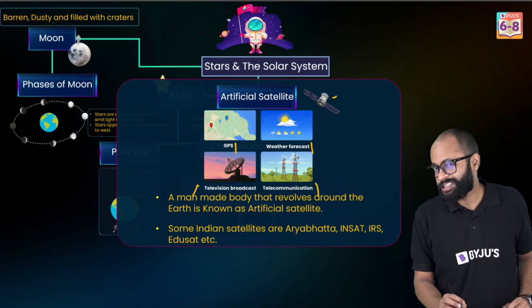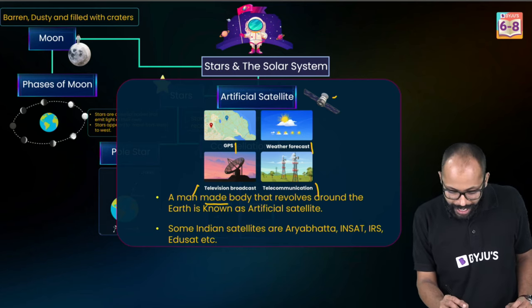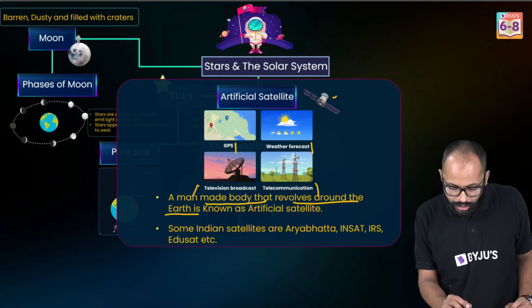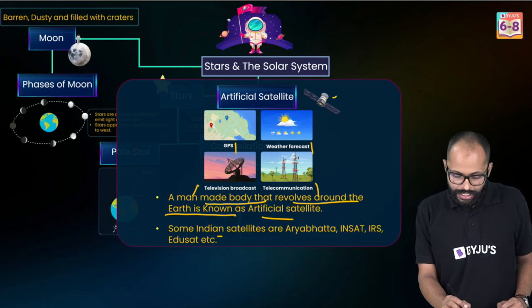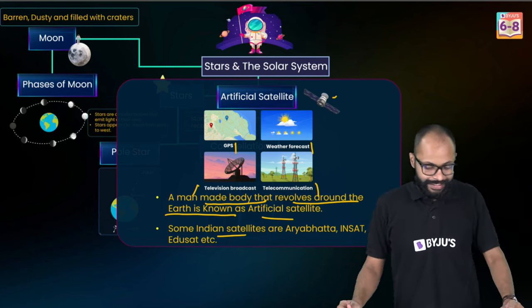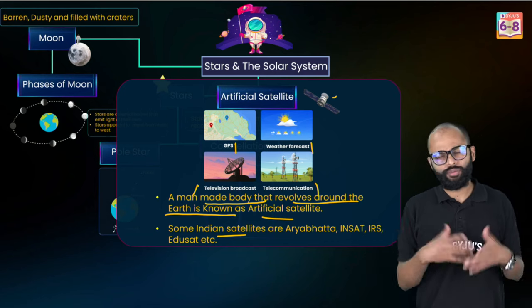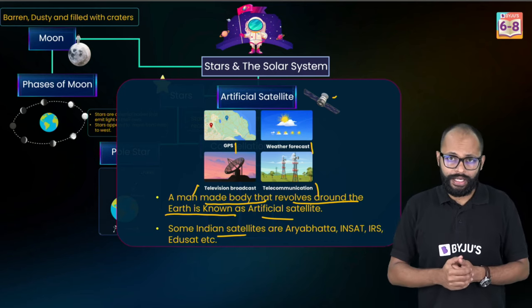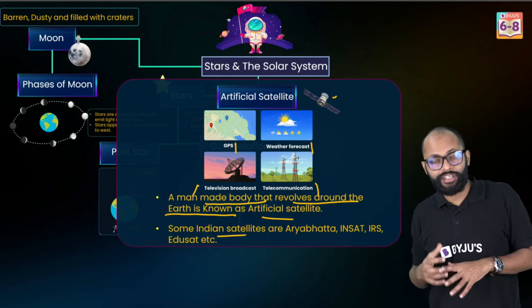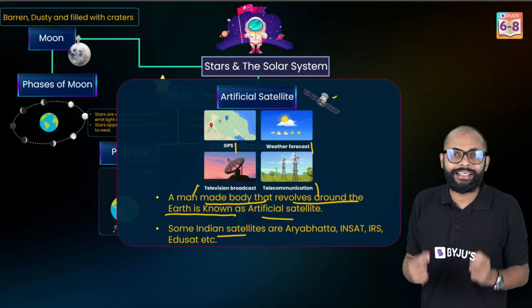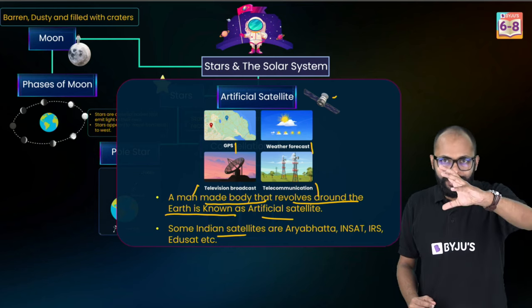So, what is an artificial satellite? If you define it, it's a man-made body that revolves around the Earth. And some Indian satellites are Aryabhata, INSAT, IRS, EduSat, etc. So, all these are Indian satellites. Fine. Satellites, ye wale artificial hain. And moon is a natural satellite. Bhoolna mat ye baat.